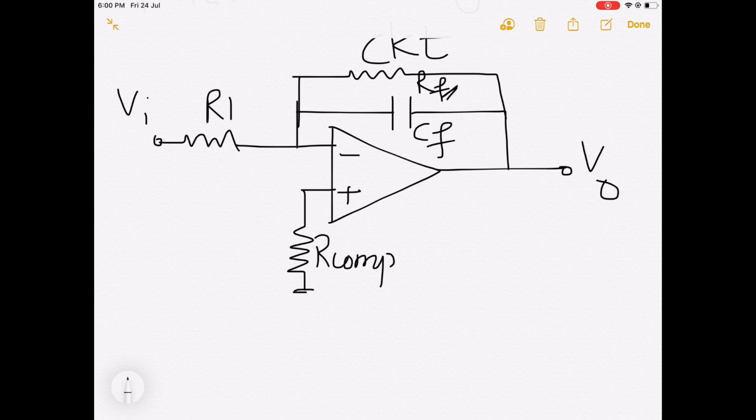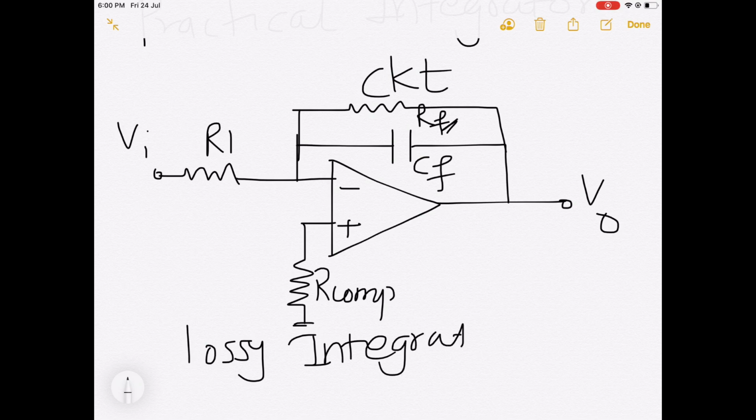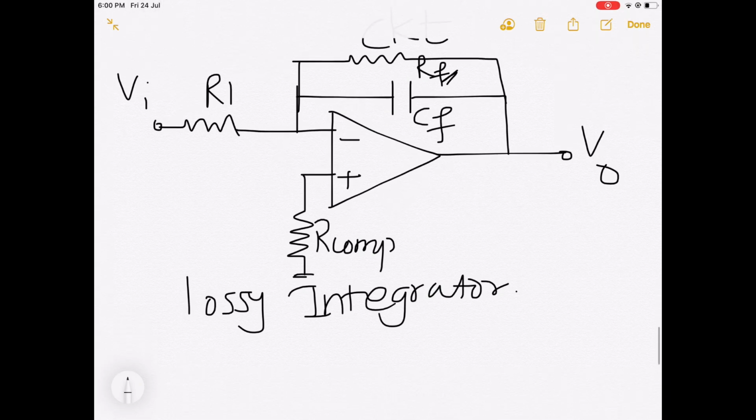Okay. So the feedback capacitor is shunted by RF, so that the gain of the integrator at low frequency is limited, to avoid any saturation problem. Since the parallel combination of RF and CF dissipates power, it is also known as lossy integrator. Resistor RF provides the DC stabilization by limiting the low frequency gain to RF by R1.